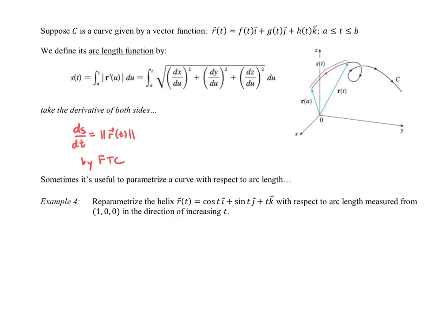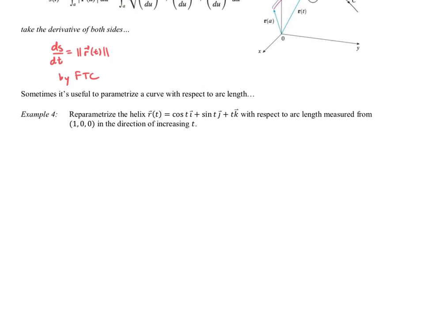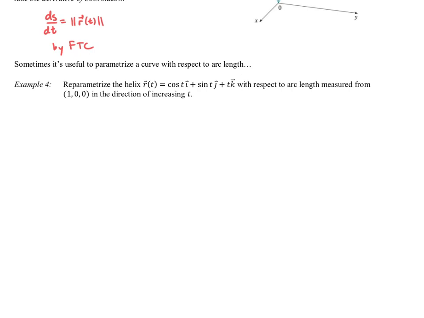Okay, in example 4, we're going to try to change the parameter. Now again, look at the original. The original has a parameter of t, so the input is t for each of the components. I'm going to change this so that the input of this particular vector function is going to be arc length rather than time. So the input's going to change. We are going to start from (1, 0, 0).